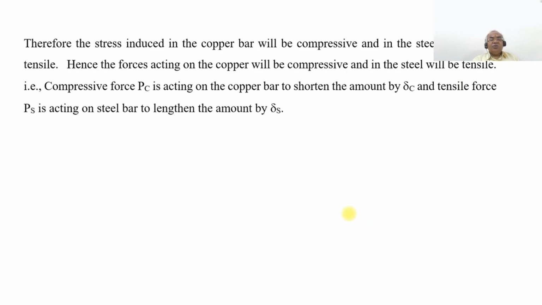Therefore, the stress induced in the copper bar will be compressive and in the steel bar will be tensile. Hence, the force acting on the copper will be compressive and on the steel will be tensile. That is, compressive force PC is acting on the copper bar to shorten it by the amount delta C, and tensile force PS is acting on the steel bar to lengthen it by the amount delta S.